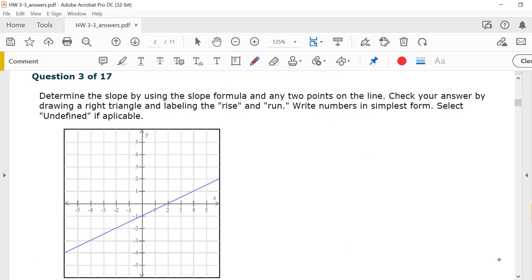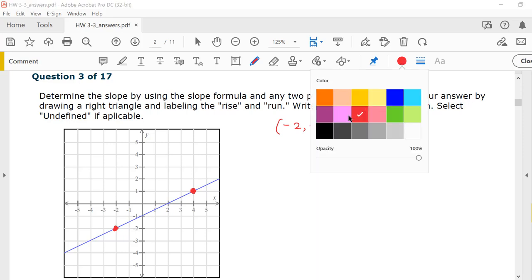Number 3, determine the slope by using the slope formula and any 2 points on the line. Check by drawing a right triangle and labeling rise over run. So I'm going to pick the point -2, -2, and the point 4, 1.